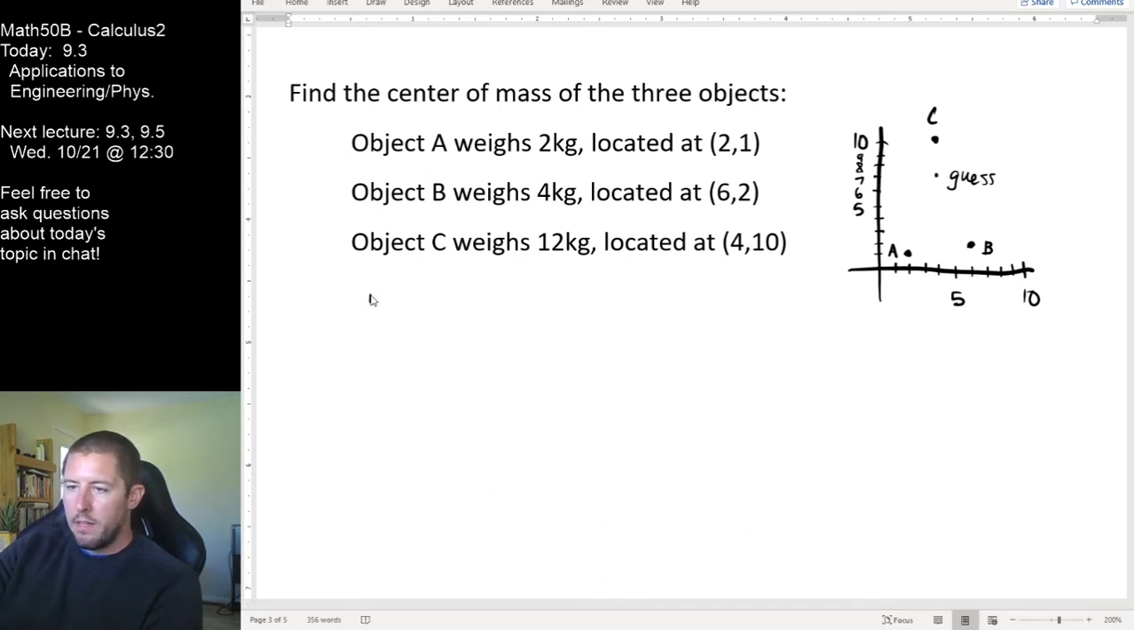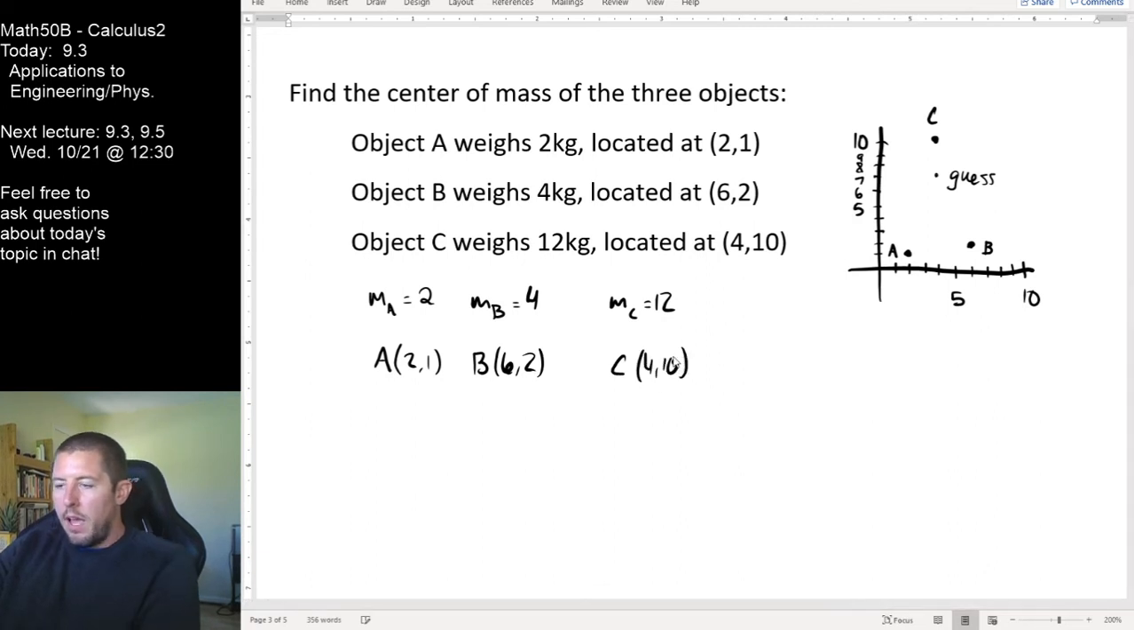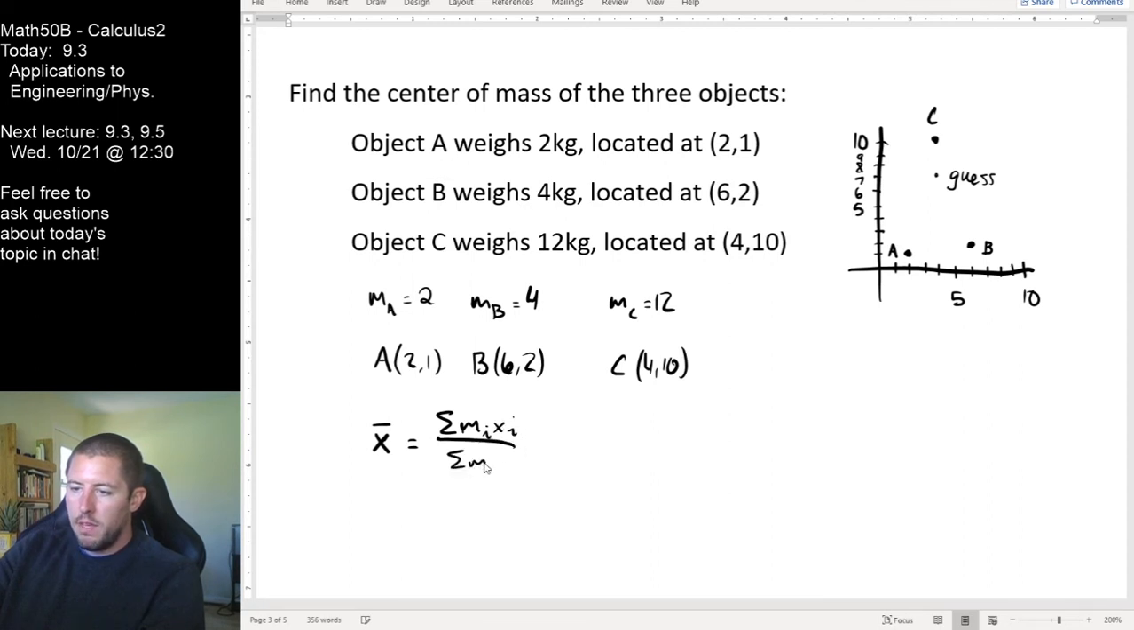So we have that I guess I'll call them MA is 2, MB is 4, MC is 12, and we have that point A is (2, 1), point B is (6, 2), point C is (4, 10), and I can go ahead and compute my center of mass here. My x bar, the x value of the center of mass, should be the sum of the m sub i x sub i's over the sum of the m sub i's. So in this case, we're going to get the first mass and the first x value added to the second mass, second x value, added to the third mass and third x value.